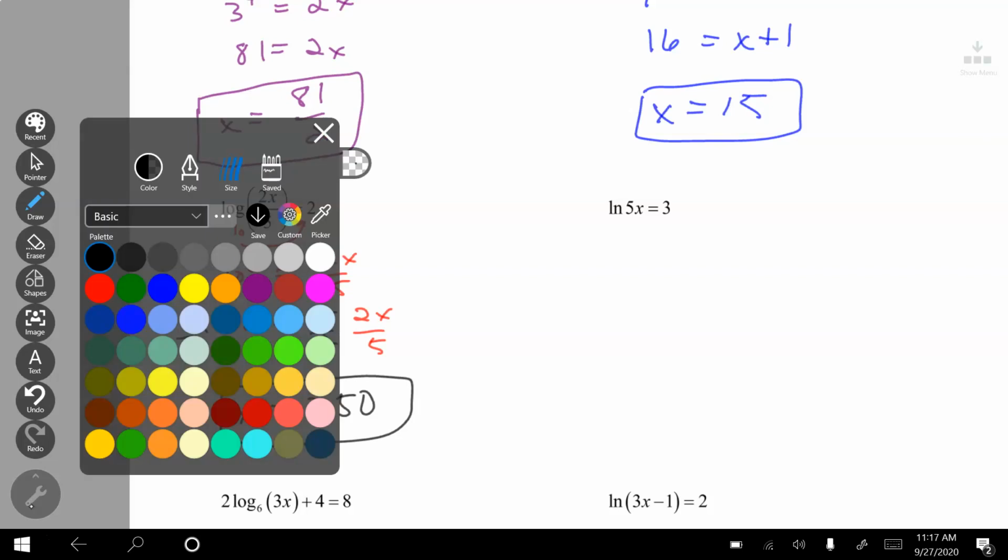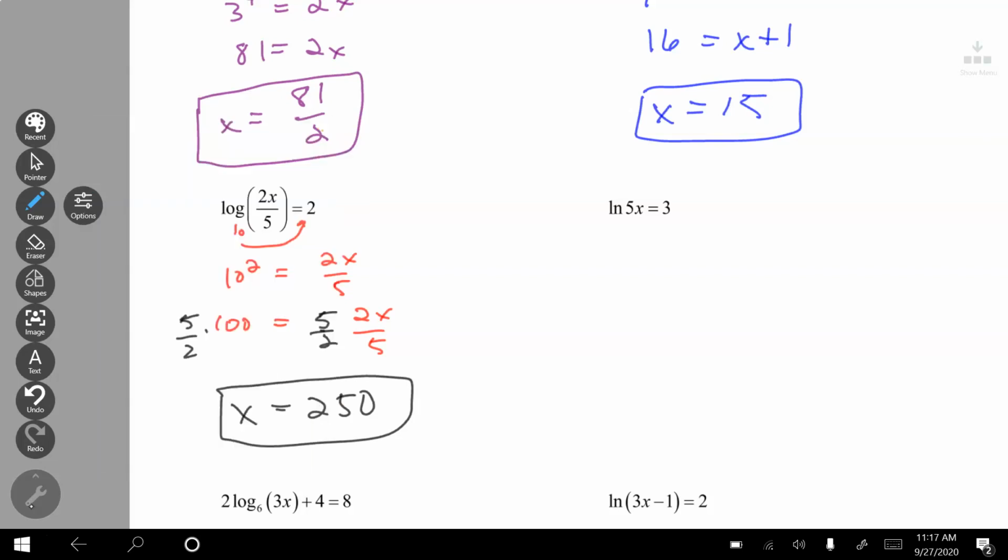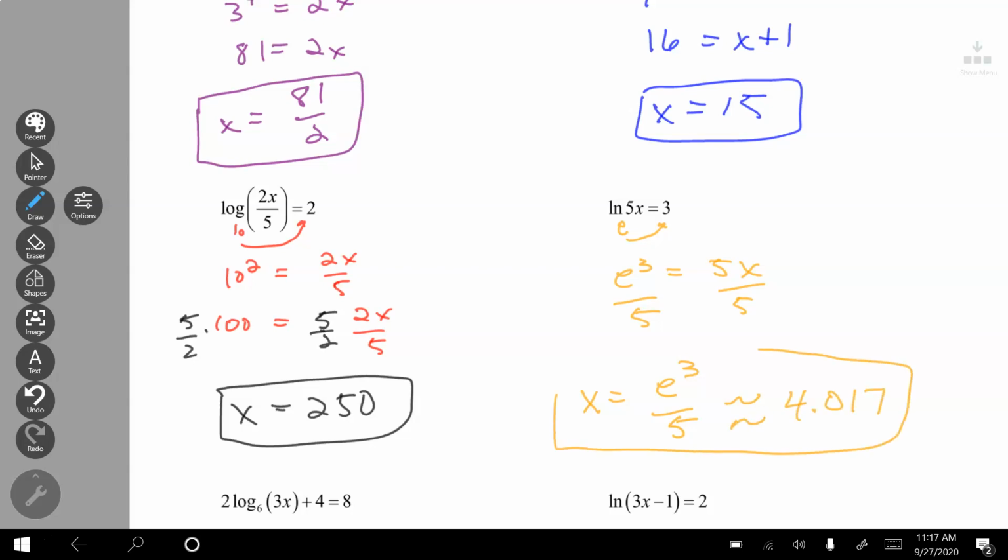For this one, again, I don't see a base here, but the ln has a base e. So I curl it, I get e to the 3rd is equal to 5x. And there's really not more to do here than just divide by 5 and get x equals e to the 3rd over 5. And if you want to plug that into a calculator, you can. And 3 decimal places is my rule of thumb. And I get that result.